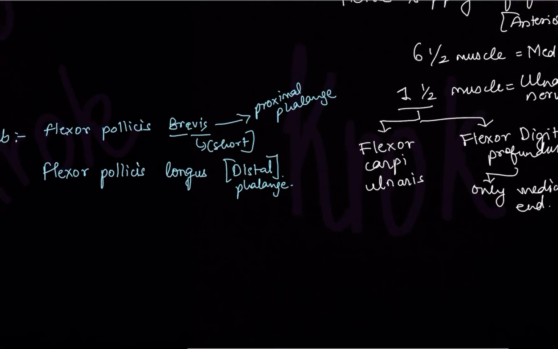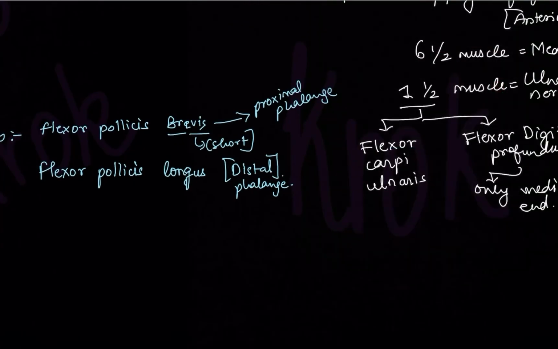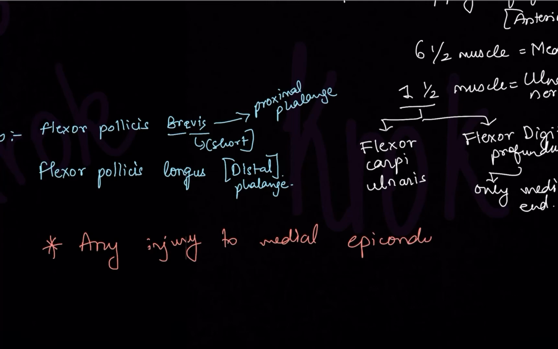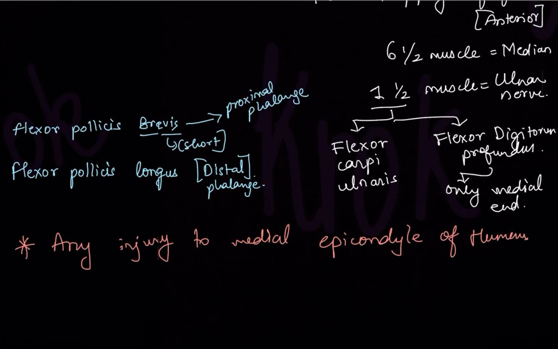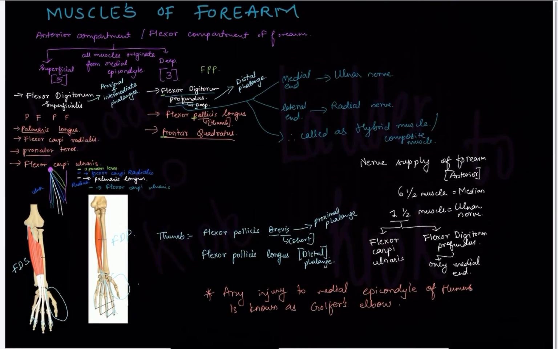And you have to remember that as all these muscles originate from the medial epicondyle, any injury to the medial epicondyle, which is also called medial epicondylitis, if such a condition comes, then the patient's elbow is called golfer's elbow. What do we call it? Golfer's elbow. Okay. So this was all about the anterior compartment.